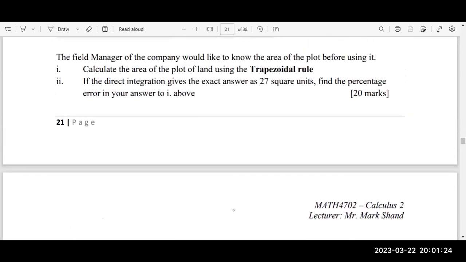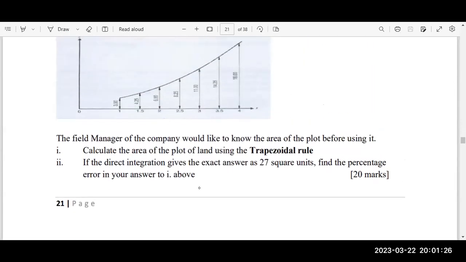So the plus signs could be used as my trapezoids. And remember, I'm going to have one more for my ordinal. So the trapezoids are in between. So between 1 and 1.5 is one trapezoid, so forth and so on. So I have 1, 2, 3, 4, 5, 6 trapezoids. So based on the diagram, that means we would have the ordinals. So we wouldn't have to calculate the ordinals.